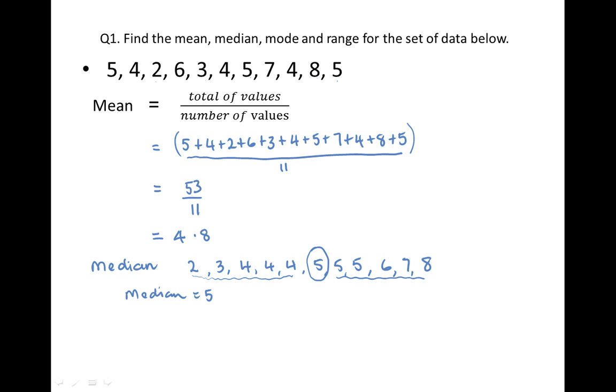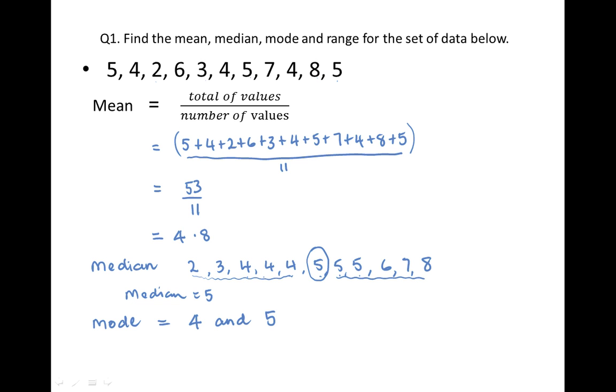The third one that we're going to be looking at is the mode. And now that we've written them in order, it's quite easy to see which value or values are occurring the most. So in this case we can see that we have 1, 2, 3 4s and we have 1, 2, 3 5s. So in this case we have more than one mode. We have a mode of 4 and a mode of 5.